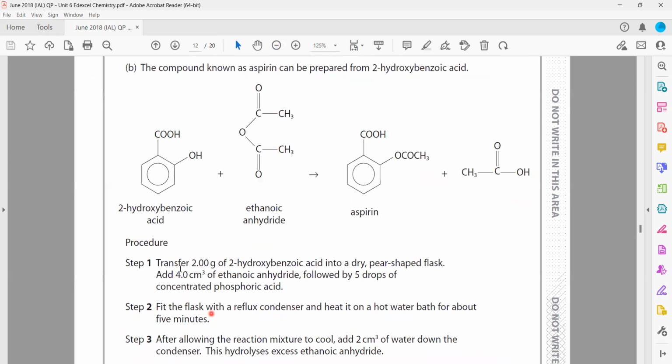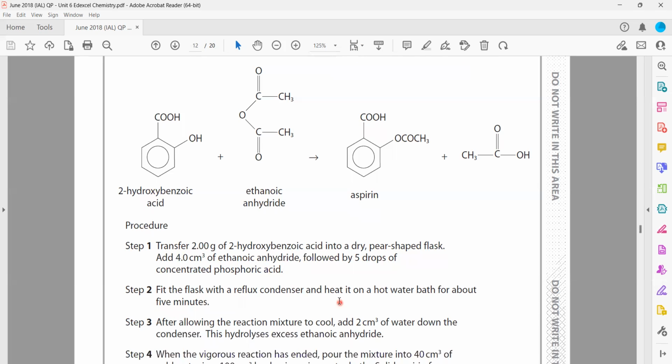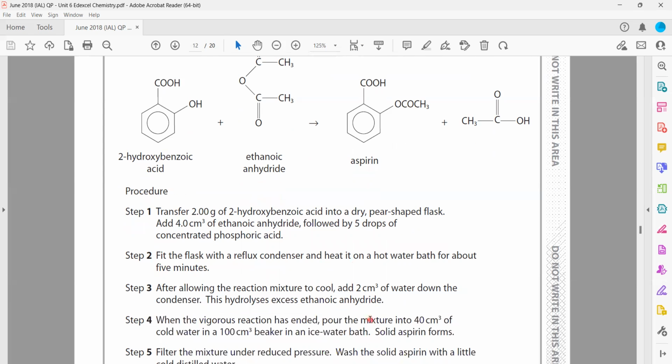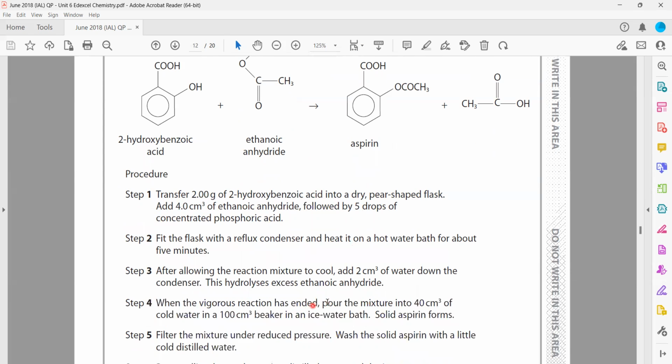First, the steps are: transfer 2 gram of 2-hydroxybenzoic acid into a dry pear-shaped flask. Then add 4 cm cube of ethanoic anhydride, followed by 5 drops of concentrated phosphoric acid. Then fit the flask with a reflux condenser and heat it on a hot water bath for about 5 minutes. Then after allowing the reaction mixture to cool, add 2 cm cube water down the condenser and this hydrolyzes the excess ethanoic anhydride. And when the vigorous reaction has ended, pour the mixture into 40 cm cube cold water in a 400 cm cube beaker in an ice bath.